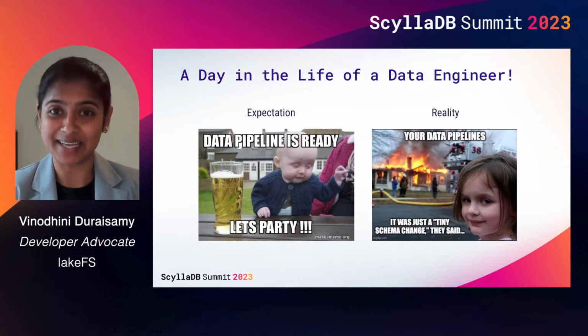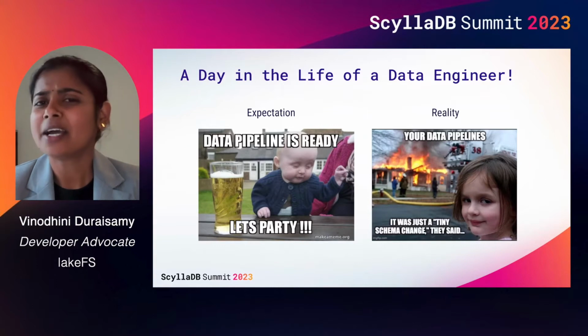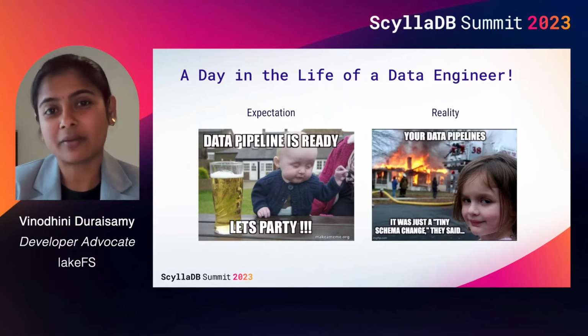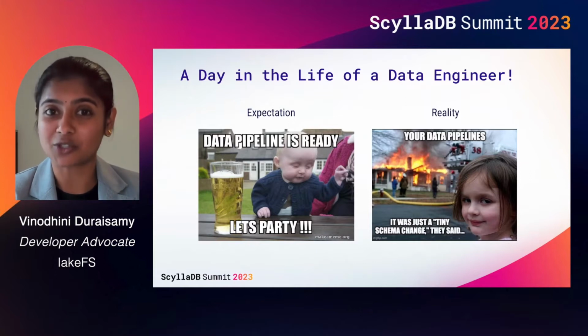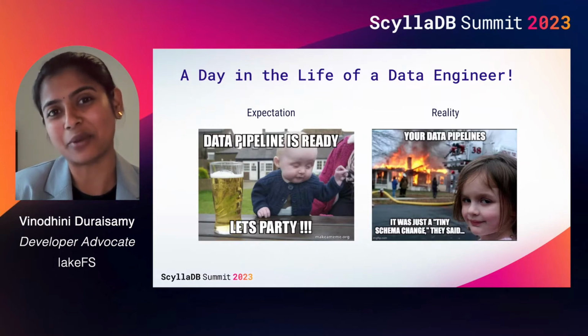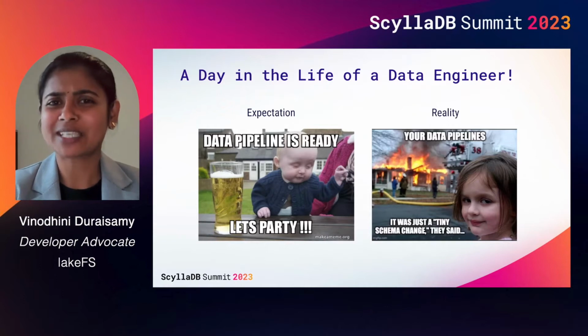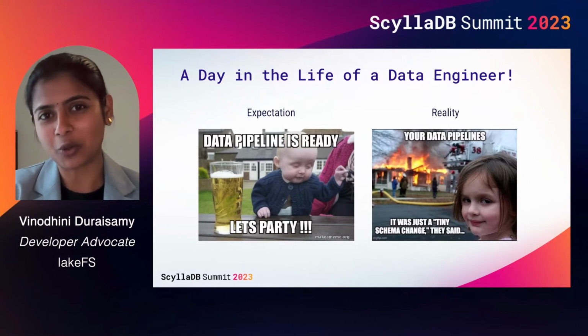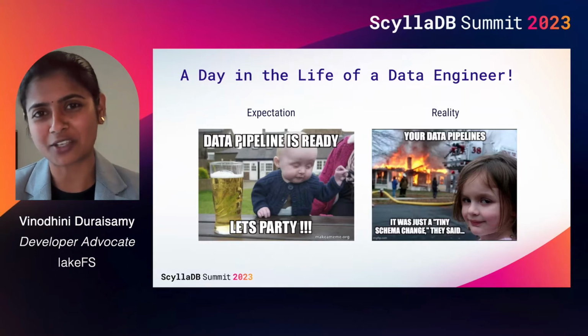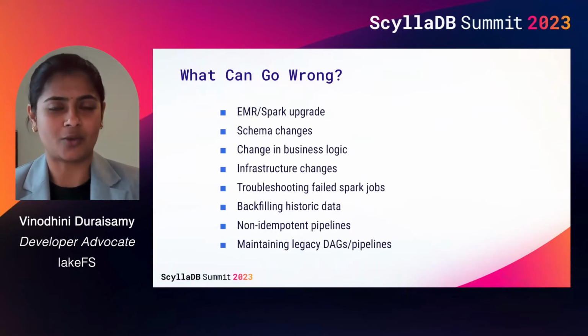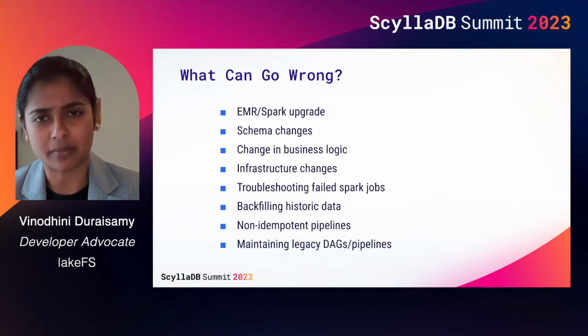Now, as data engineers, this is exactly how our life looks like, right? You expect our pipelines to run in a predictable way, the way we programmed, but that Spark job is not going to run exactly the way you coded. And this is what we end up with. One small schema change, there goes your on call weekend trying to fix something in production that is on fire, right? What can go wrong with our data pipelines on a day to day basis?